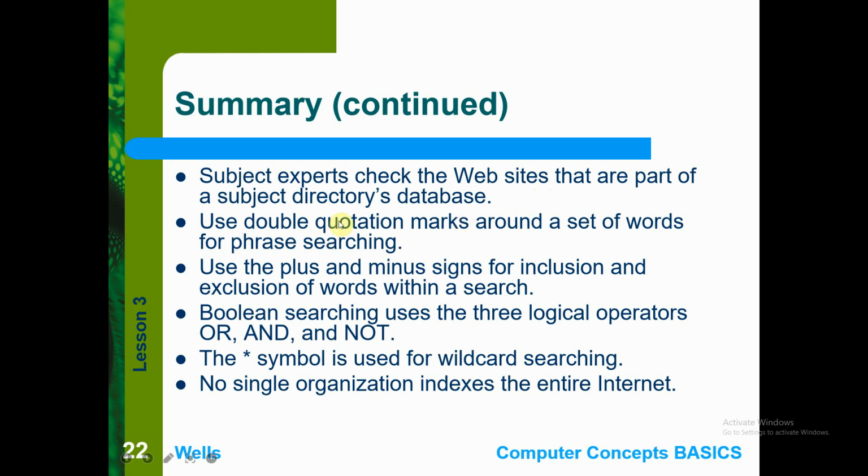Tandaan natin, mag-phrase searching, we use double quotation marks. And for mathematical, plus and minus signs, inclusion and exclusion of words. For Boolean naman, tandaan nyo, OR, AND, NOT. Amo lagi ang 3 nga Boolean operators nga ginagamit naton, or the 3 logical operators. And the wildcard search is using the asterisk symbol for wildcard searching.